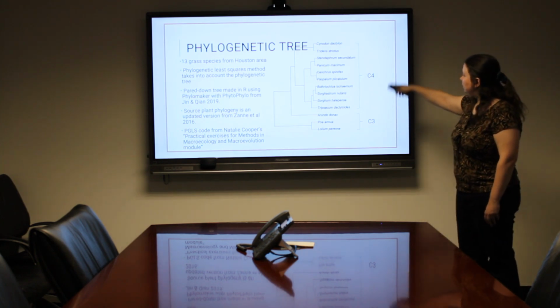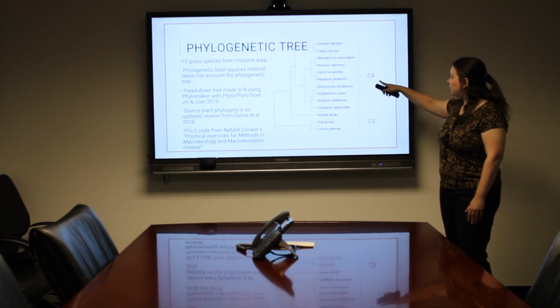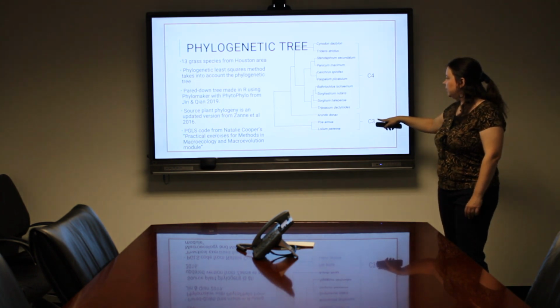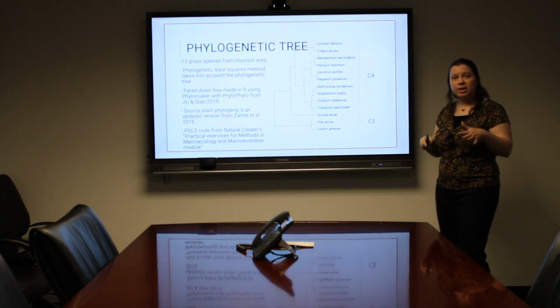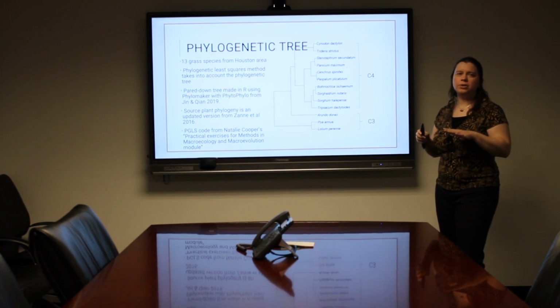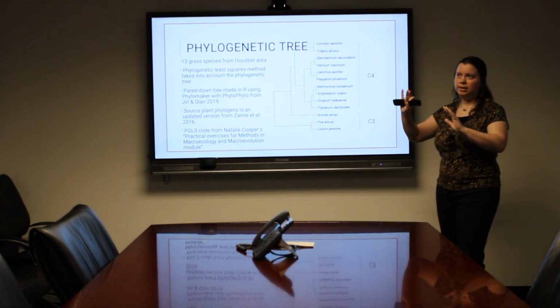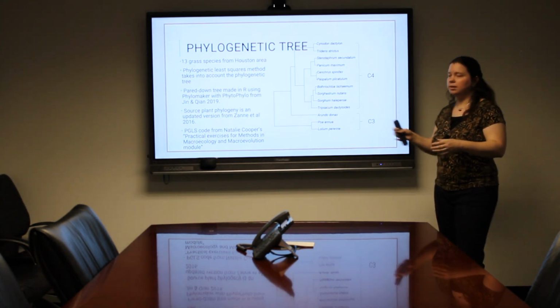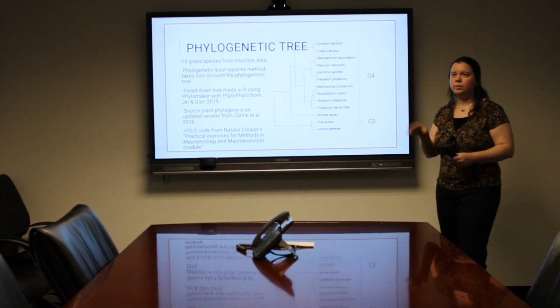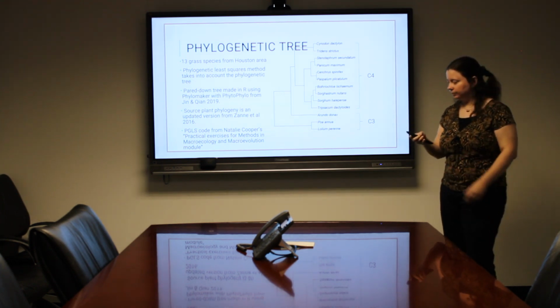Now these top 10 species I have here are my C4s, and these bottom 3 are my C3s. They have slightly different methods for surviving drought, so we wanted to make sure that those differences aren't making some weird skew in our data, so we wanted to keep track of where they are.